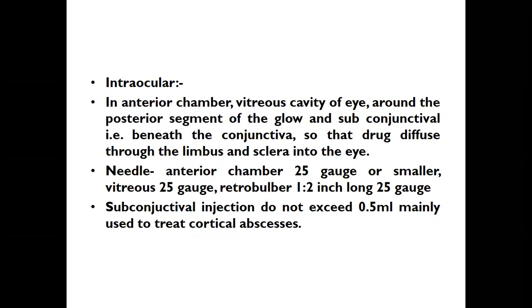Intraocular: in the anterior chamber, vitreous cavity of the eye, around the posterior segment of the globe, and subconjunctival, that is beneath the conjunctiva, so that the drug diffuses through the limbus and sclera into the eye. The needle required for the anterior chamber is 25 gauge or smaller. For the vitreous body, it is 25 gauge. For the retrobulbar space, it is 1 to 2 inches long, 25 gauge. Subconjunctival injection should not exceed 0.5 ml, mainly used to treat corneal abscesses.